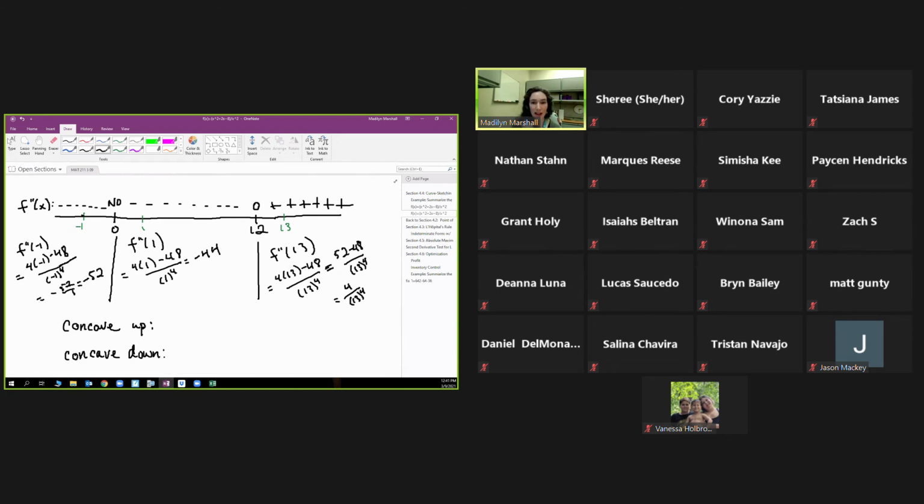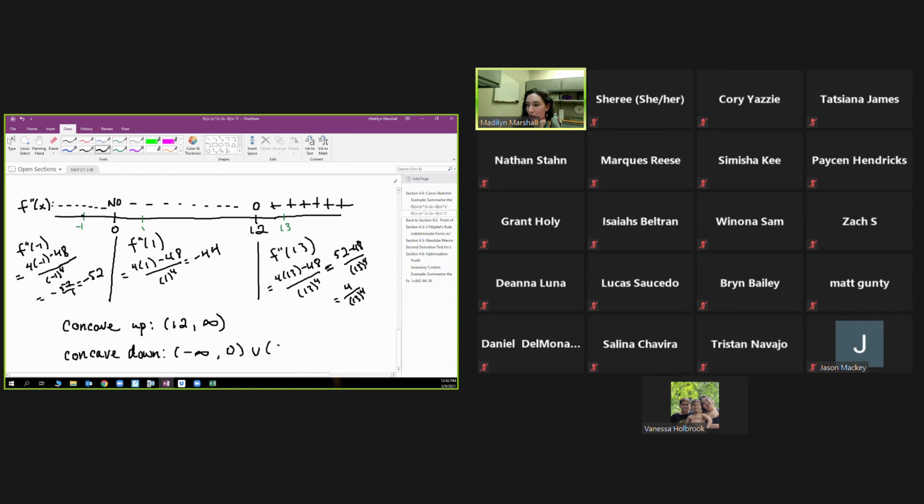So this sign chart gave us enough information to figure out where our function is concave up and concave down. Where is it concave up? 12 to infinity. Yes, exactly. Positive second derivative means it's concave up. Where is it concave down? Negative infinity to 12. Almost. Not including 0. Yes, exactly.